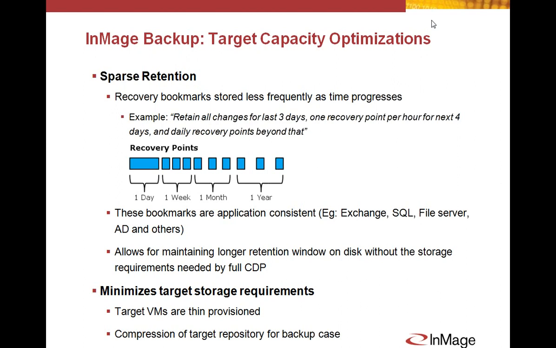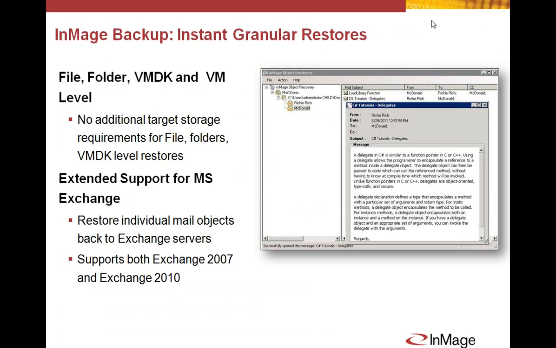These recovery points that we maintain are always application consistent. So we are always aware of what application is running on the source, if it's Exchange, SQL, file server, Active Directory, and we'd make sure we maintain bookmarks consistent with respect to those applications. The other methods through which we minimize the target storage requirements is through thin provisioning the VMs on the target side, and also compressing the target repository in the backup case.